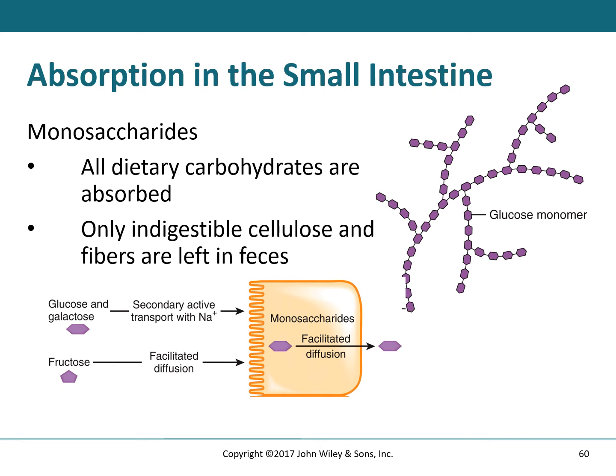So, monosaccharides are going to be absorbed via either secondary active transport or facilitated diffusion. And then they're going to be delivered to the bloodstream again via facilitated diffusion. Any carbohydrate that's digested or broken down into a monosaccharide can be absorbed. However, there are some undigestible celluloses or fibers, and since they can't be broken down into absorbable monosaccharides, they're going to be left in the feces.